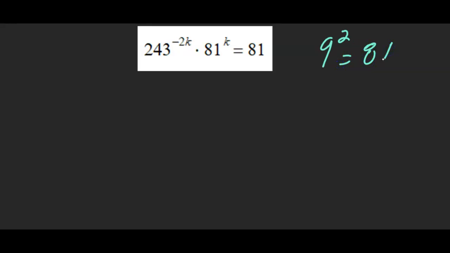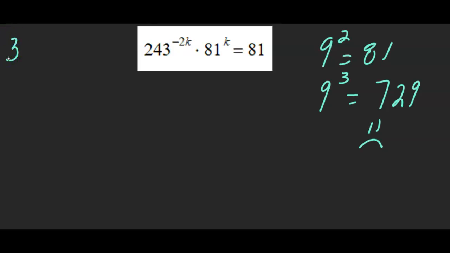So that would work for your 81. If you do 9 to the third power, that's going to give us 729. Well, 729, that's way too big. So we can't use base 9 either. So we want to go down one more base. So maybe we try base 3.